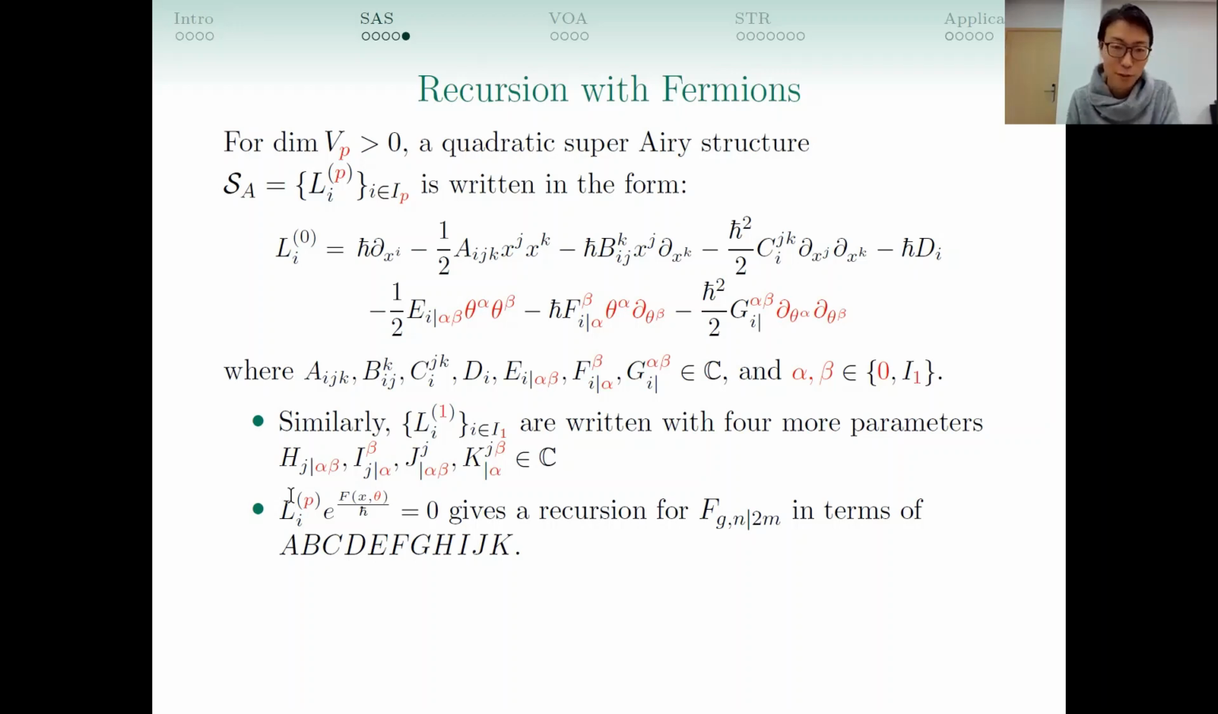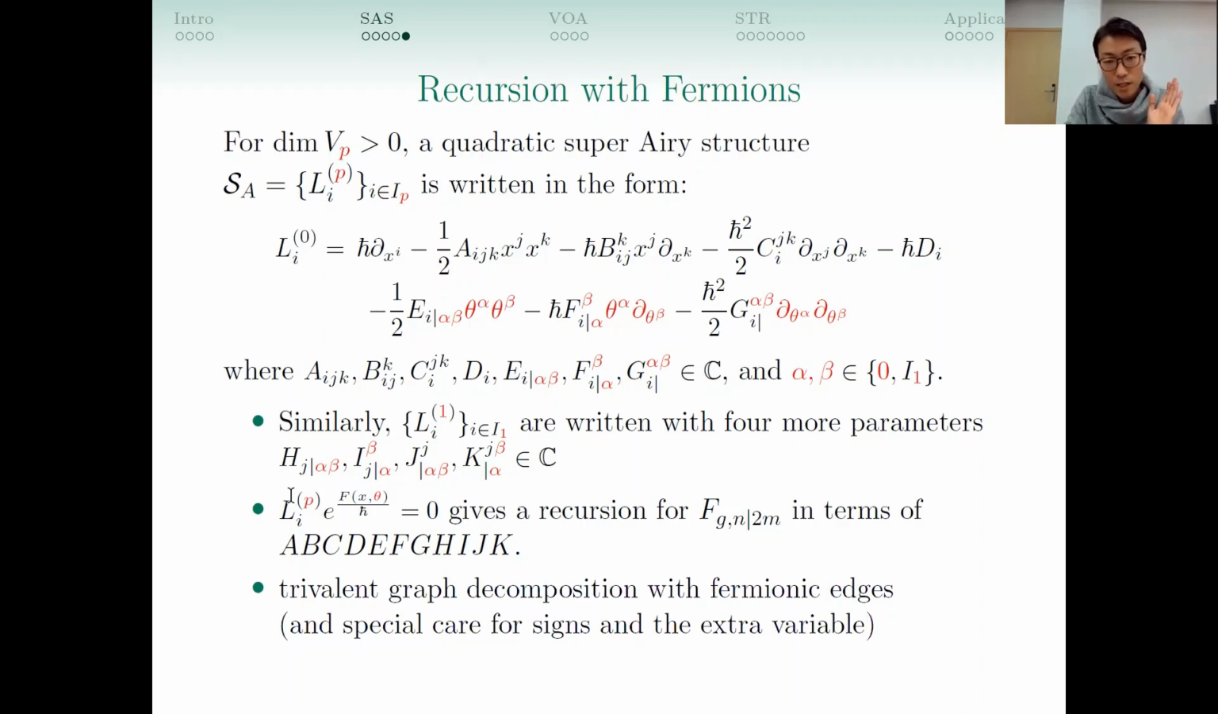And hopefully you forgive me for not writing down all the recursion, but if you're interested, you can move your hands and try to derive the recursion. But at least philosophically, everything goes very well. So if you stick to quadratic area structure, it gives a trivalent graph decomposition formula with fermionic edges. And you just have to be careful about the signs and also the treatment for the extra variable. But philosophically, like conceptually, it just goes very well.